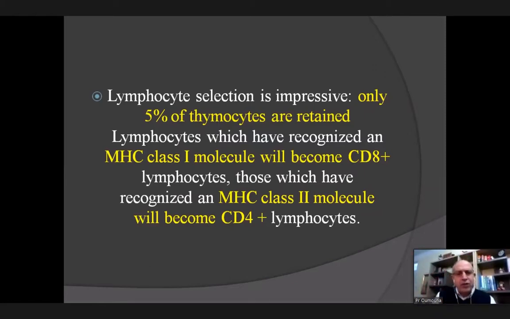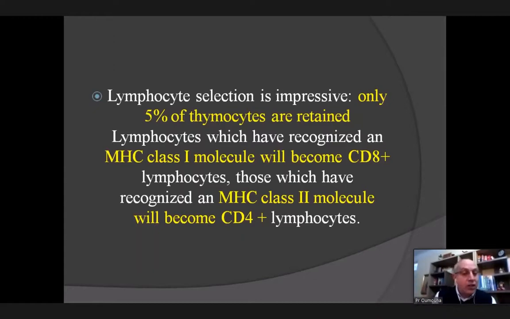The ones that have recognized MHC class 1 will become CD8 positive. And the ones that have recognized MHC class 2 will become CD4 positive. Here is where the differentiation starts, where the CD8 and CD4 are born. They are born in the cortex by recognizing MHC class 1 and MHC class 2, and they are among the happiest 5% that make it through.